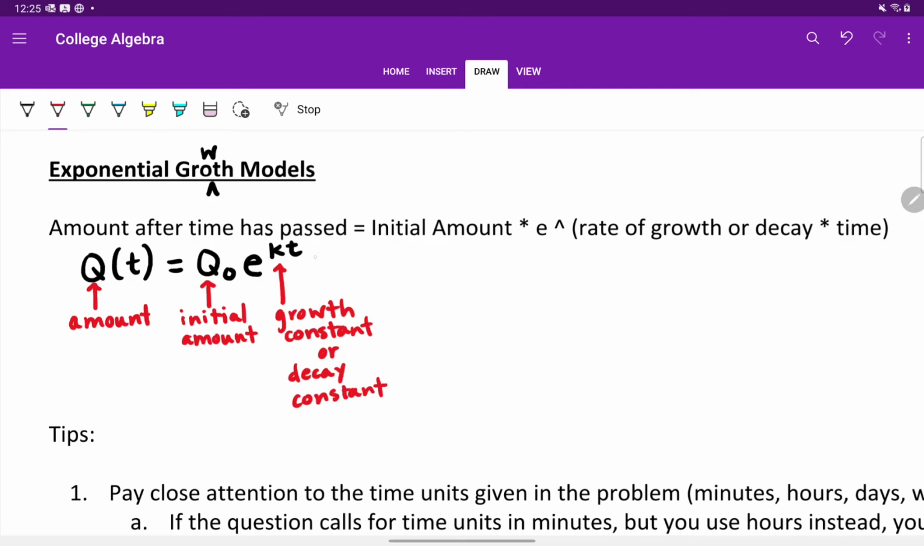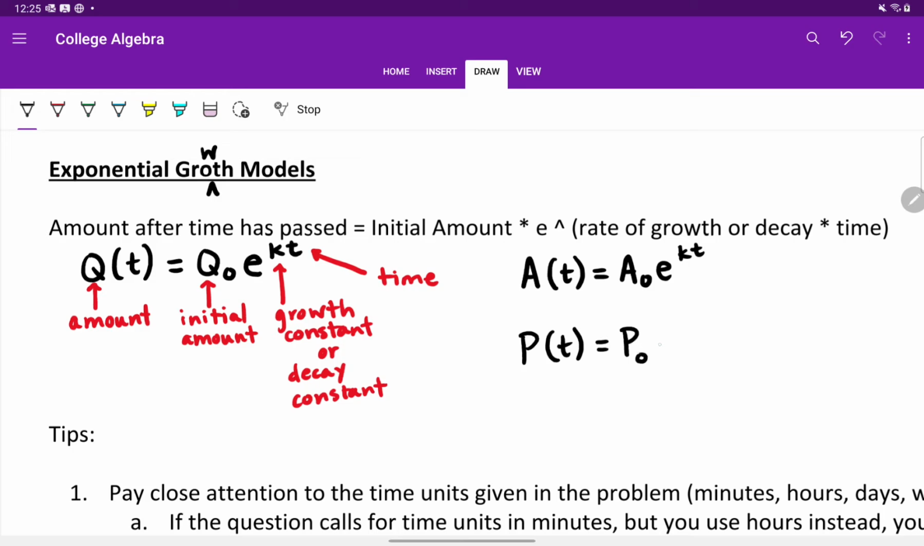And then finally, T is time. This is a standard formula we're going to be using a lot. Now, it's not always represented by Q. Sometimes you might have an amount over time represented by an initial amount, e to the kt, or you might see like the population over time represented by some initial population. So you might see all kinds of variables used, but it's the same concept. The amount which changes over time, the initial amount.